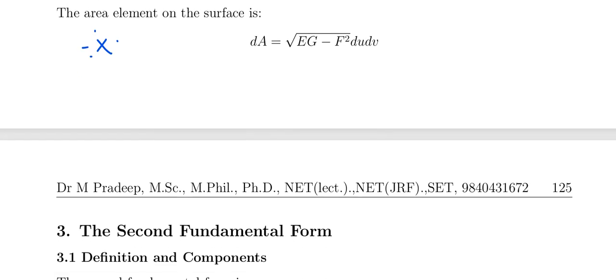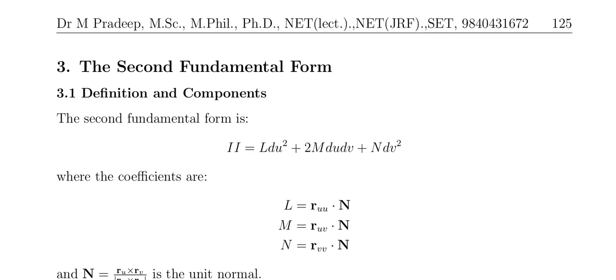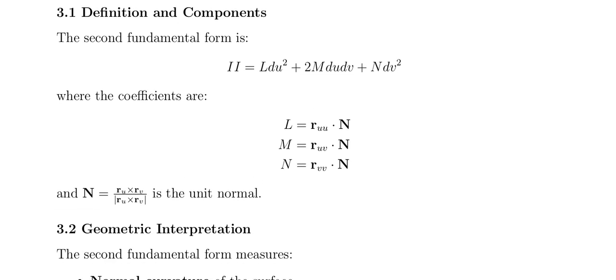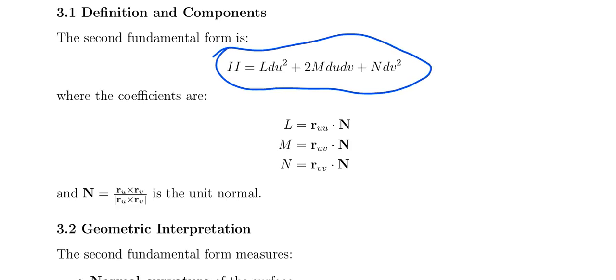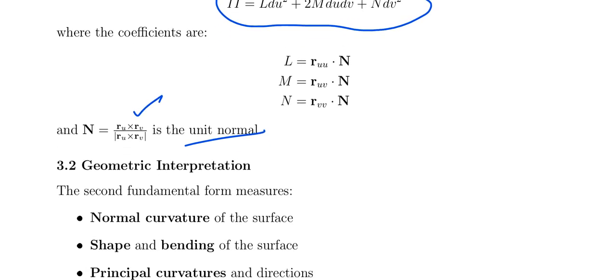Okay, and the second fundamental form is II = L du square + 2M du dv + N dv square. Here L is ruu dot n, where n is ru cross rv divided by the magnitude of ru cross rv, the unit normal. So this is very easy to remember: ruu, ruv, rvv dotted with the unit normal vector for L, M, N.